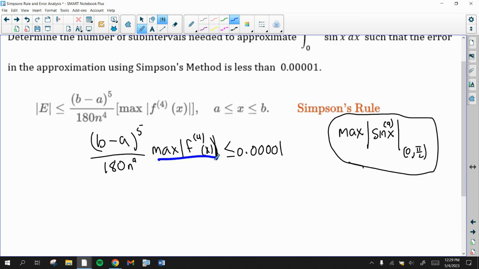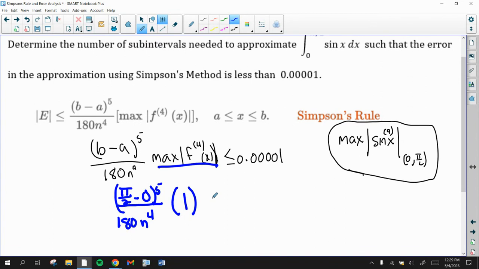So this max here is going to be 1. And the rest of it now is just plug and chug, basically. The maximum that the fourth derivative of sine is going to get is 1. B minus A, our interval is 0 to pi over 2, so it's pi over 2 minus 0 to the fifth. We have 180 times n, which is the number of subintervals that we need, and that's what we're going to solve for. So we're going to figure out what n is so that this error is less than 0.00001.